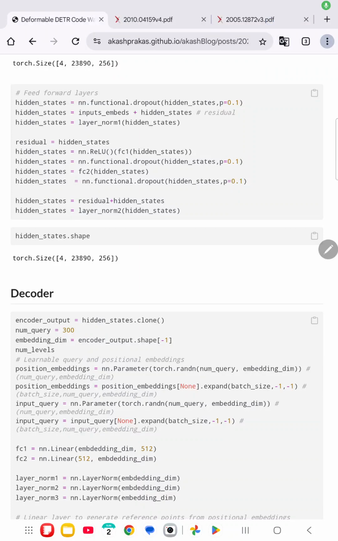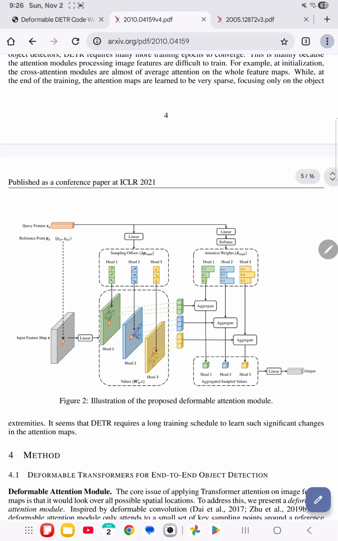Now we have our encoder output, which is this dimensional, and now we have to pass this into the decoder side. This will be used for the cross attention in the decoder side. I will give a quick overview of what was happening in the encoder side.